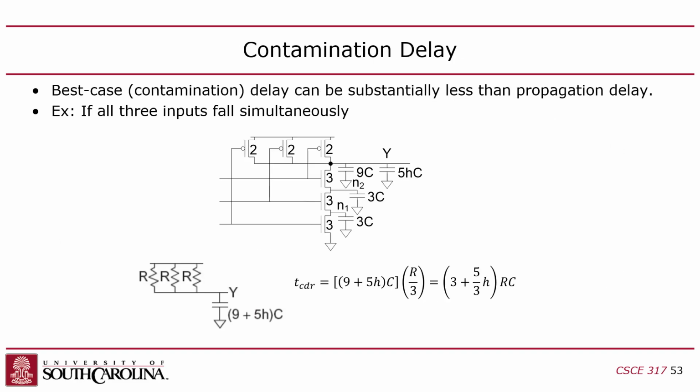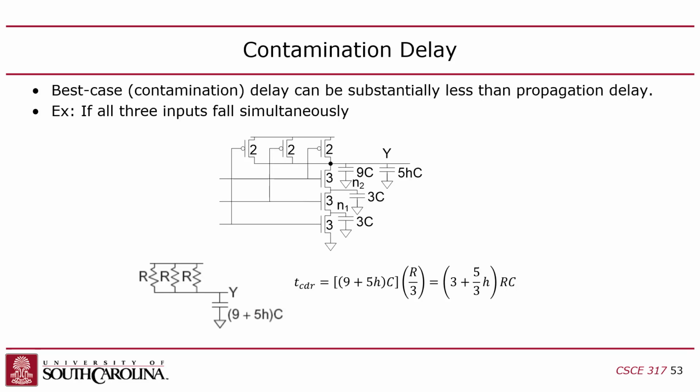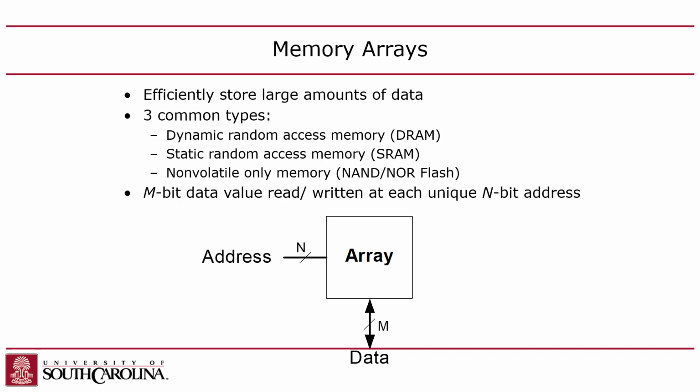The contamination delay isn't even this, because we saw that the pull-up time is faster, but that's even if just one pull-up turns on. If all three of them turn on, it's even faster yet, right? So this is, again, a difference between contamination and propagation delay. Okay, so the last thing I want to talk about is memory arrays.